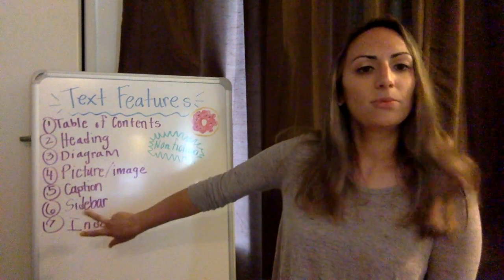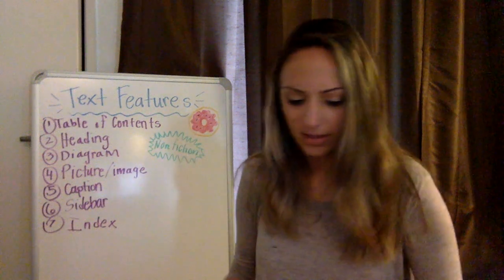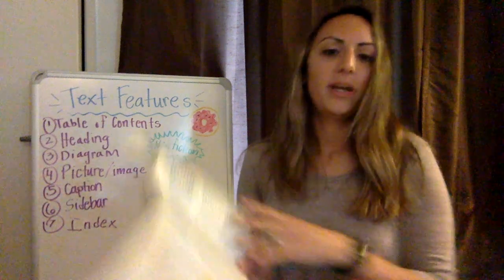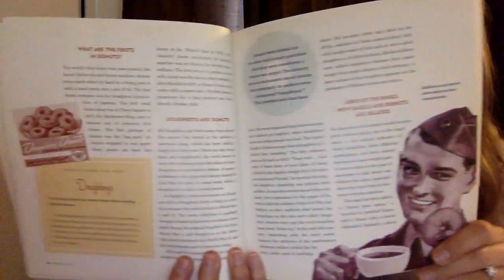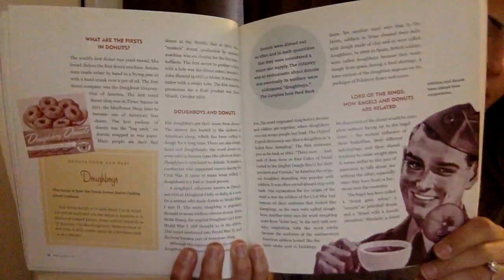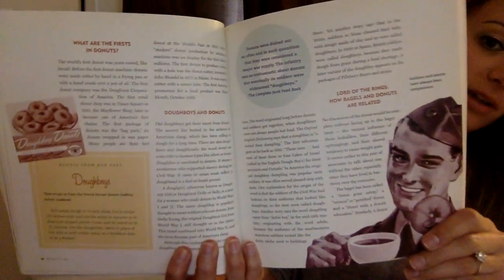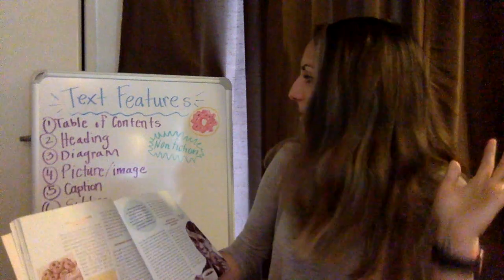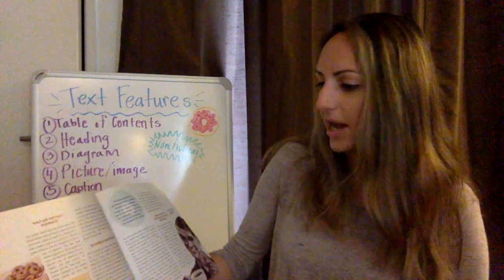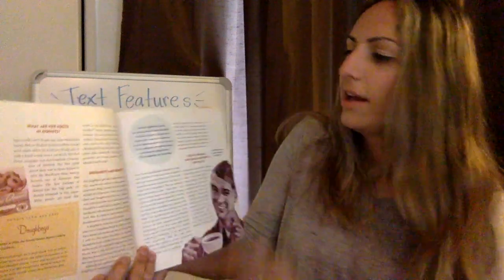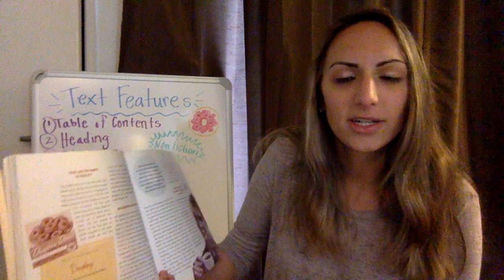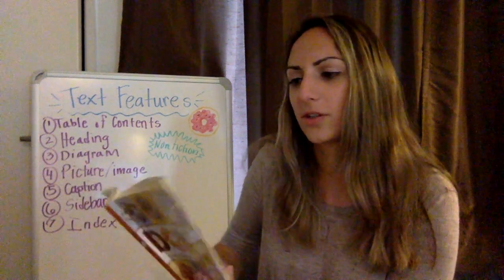Okay, and we have 2 more text features, so we're going to go to a different section of the book. And I'll show you what these 2 pages look like, so you can look at them on your own and see if you can identify them. So you can pause that if you want. So already we can identify some similar ones. We have headings, we have images, we have captions, and we're also going to read a quick section and then I'm going to give you a new text feature.